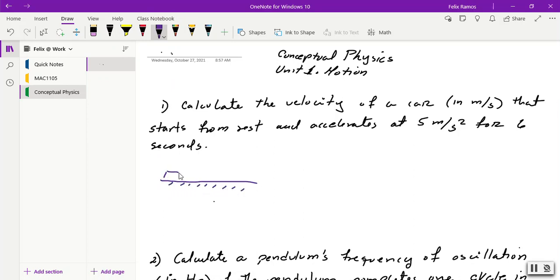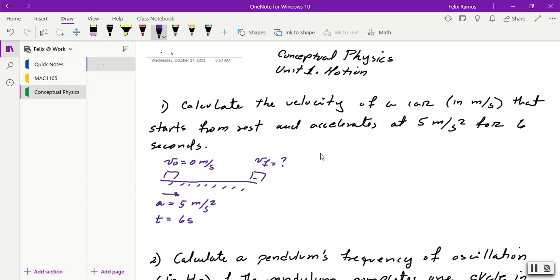So basically, we have a car that is at this point. This point has initial velocity 0 meters per second, and then it is moving with an acceleration of 5 meters per second square during a time of 6 seconds. So what we want to know after these 6 seconds is the final velocity of this car.